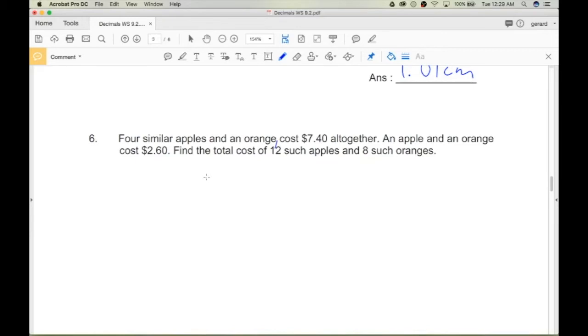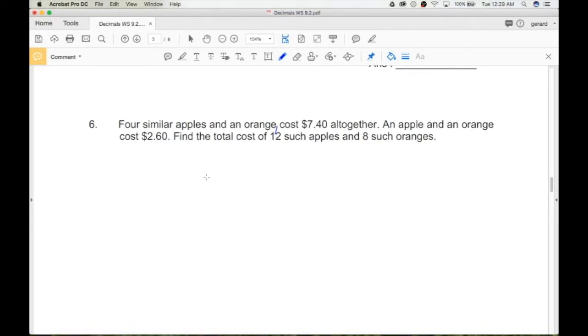Okay, next one. 4 similar apples and an orange cost $7.40 together. An apple and an orange cost $2.60. So, if let's say I don't want to draw my model, I can just do it this way. 4 apples plus 1 orange equals $7.40. Now we know that 1 apple plus 1 orange equals $2.60.